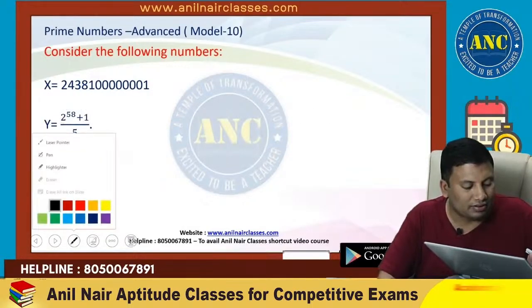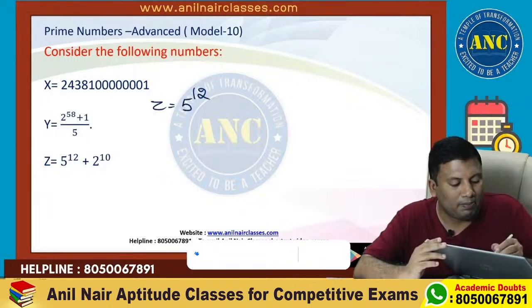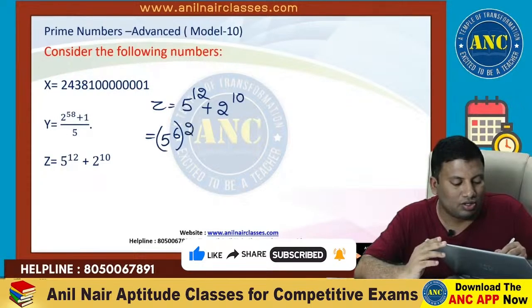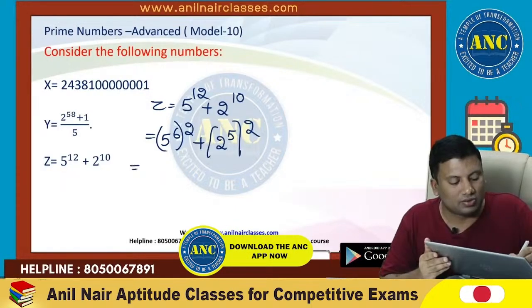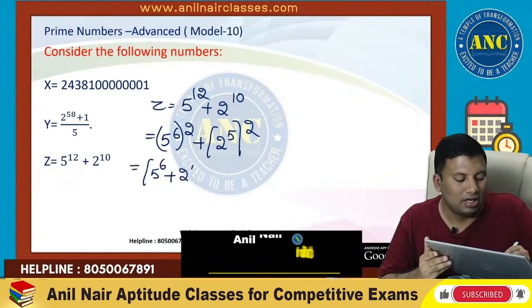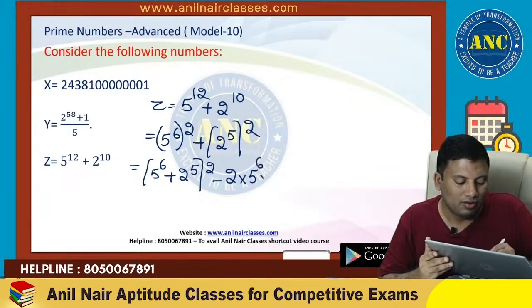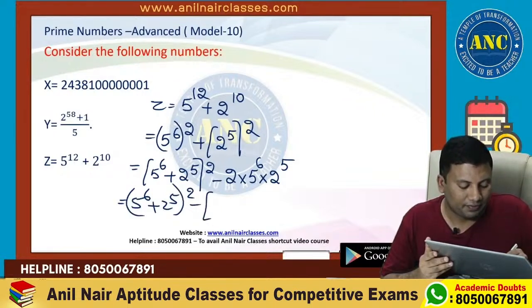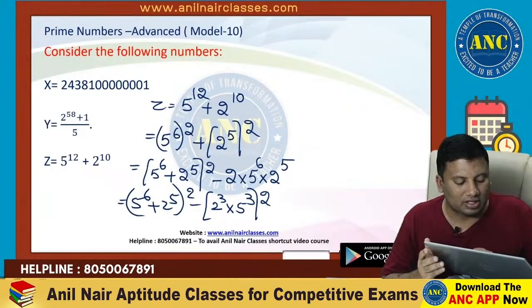Idea clear? Next one. Z is equivalent to 5 power 12 plus 2 power 10. This is nothing but (5 power 6) whole square plus (2 power 5) whole square. A square plus b square is (a plus b) whole square minus 2ab, so (5 power 6 plus 2 power 5) whole square minus 2 into 5 power 6 into 2 power 5. This is (5 power 6 plus 2 power 5) whole square minus (2 cube into 5 cube) whole square, that is 2 power 6 and 5 power 6.